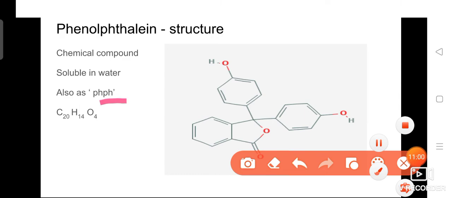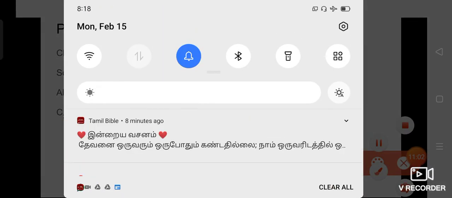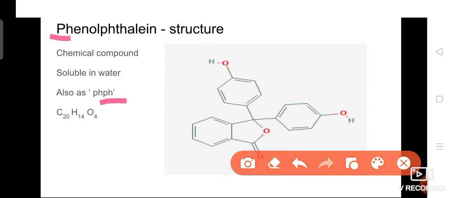So pH, meaning this pH, this pH, and this pH. Phenolphthalein pH. And structure C contains C20H14O4. What does it mean? C represents carbon, H represents hydrogen, and O represents oxygen. These are the elements present in this phenolphthalein structure.